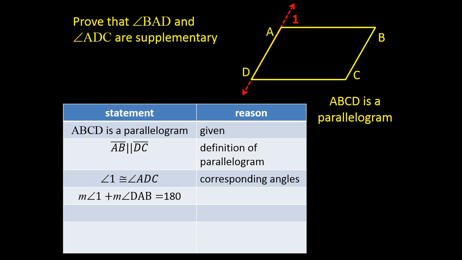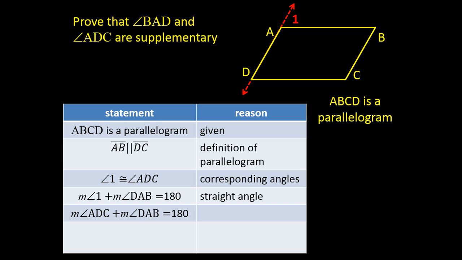So now we can say that angle 1 and angle DAB have to have a relationship to each other. Because we have this straight line that we drew, we can also look at the straight angle that's created with angle 1 and angle DAB. So since those two angles together make up a straight angle, the sum of their measures has to be 180.